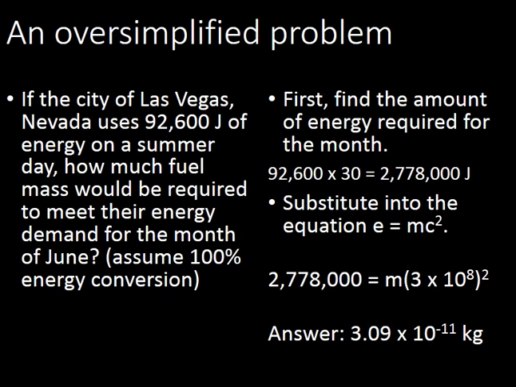Then we would substitute that number for the E in Einstein's equation. Knowing that the speed of light is 3 times 10 to the 8th meters per second, we substitute that for C. So 2,778,000 joules equals the mass times 3 times 10 to the 8th squared. C squared comes out to about 9 times 10 to the 16th. 2,778,000 divided by 9 times 10 to the 16th gives us 3.09 times 10 to the negative 11th kilograms. So if you could have 100% energy conversion, it takes a very small amount of mass to convert into a very large amount of energy.